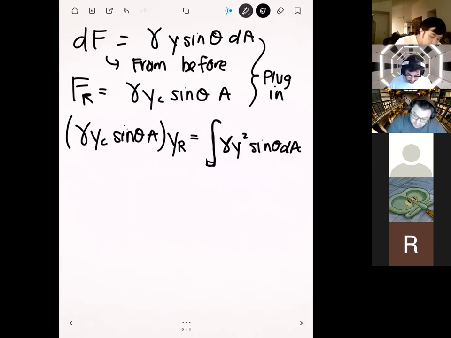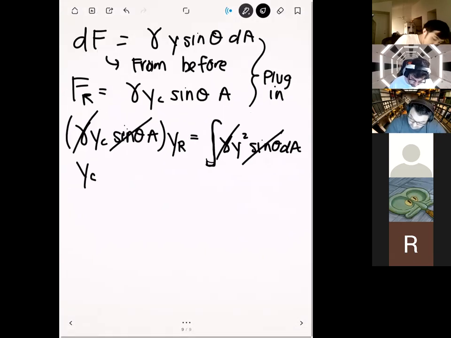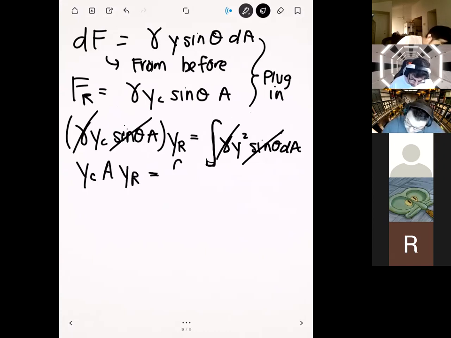We have gamma on both sides, so we can cancel those out. We have sine theta on both sides, so we can cancel those out. And so what we have here is yC A times yR is equal to the integral of y squared dA.